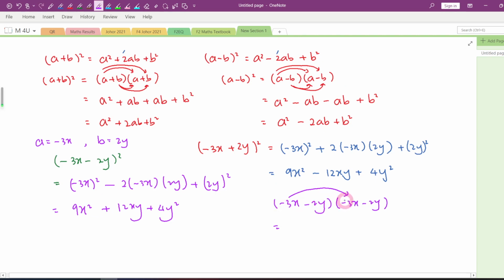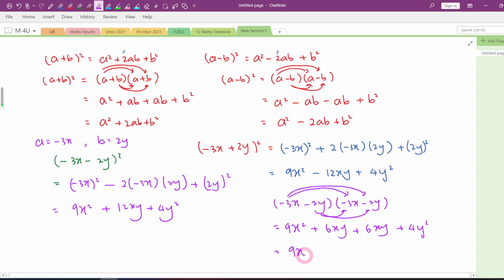Negative, we only think about the sign first. Negative, we will get positive. You don't have to write positive here. So 3 times 3, you get 9. 9x squared. Negative, you get positive. 3, 2, you get 6xy. Negative, you get positive. 2, 3, you get 6xy. And the last one, negative, you get positive. 2, 2, you get 4. y, you get y squared.